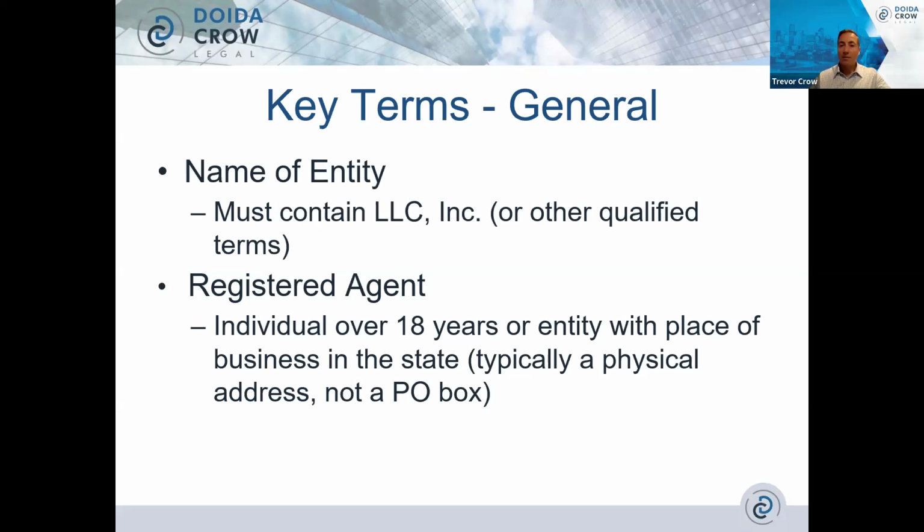Oftentimes companies are being formed in Delaware or other states, even though they don't have a presence in that state. If that's the case, then you usually have to have a registered agent service that does have a presence in that state to act as your registered agent. There's a ton of companies out there that offer that service. But in general, if a registered agent is going to be an individual, it has to be somebody over 18 years of age. If it's an entity, it has to be an entity that has a place of business in the state where you formed it. And typically it has to be a physical address.